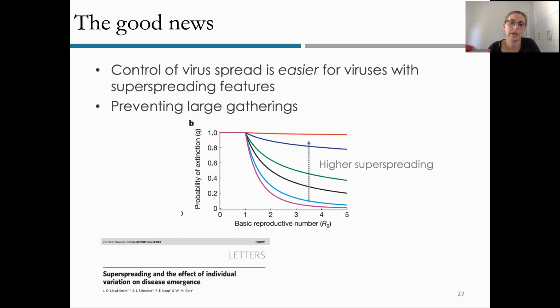So if we prevent, and that's what I think most countries are doing, right? Preventing gatherings of 10 or more people, we should be able to prevent most cases. We should be able to prevent something like 80% of cases. And this is what this graph shows. The probability of extinction becomes higher the higher the level of super spreading.